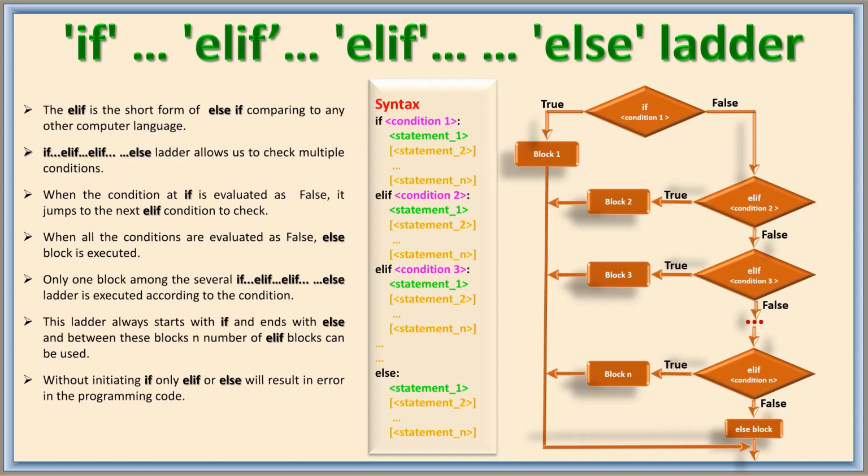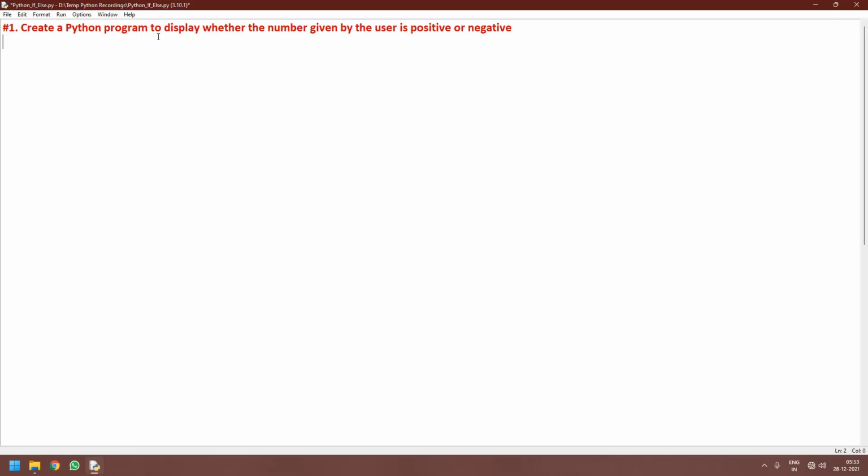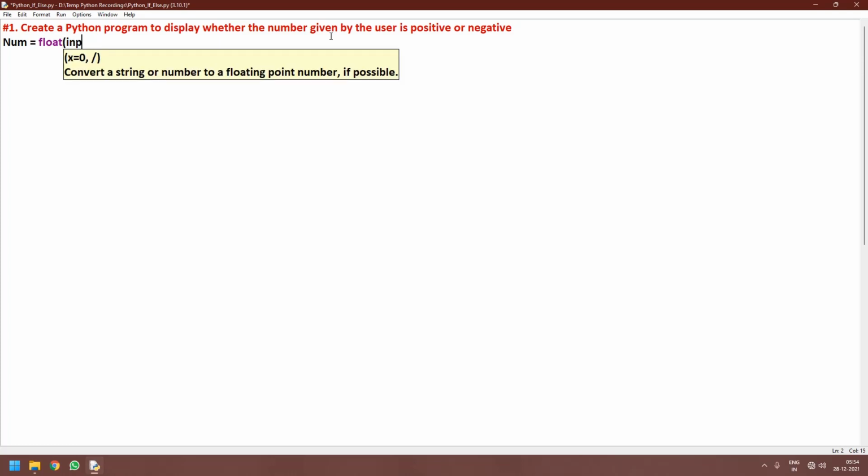Come, let us see some example programs. Create a Python program to display whether the number given by the user is positive or negative. While doing this program, I will take you step by step. I will let you know first the if, then we will introduce else, and then we will introduce elif. We need an input. I take num is equal to float of input of, enter the number.